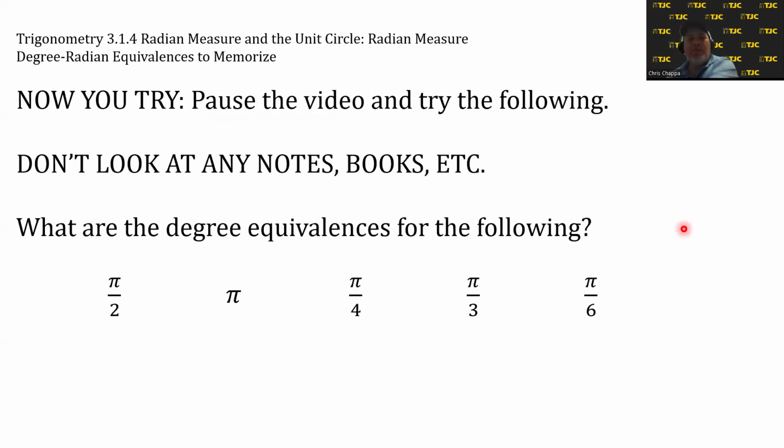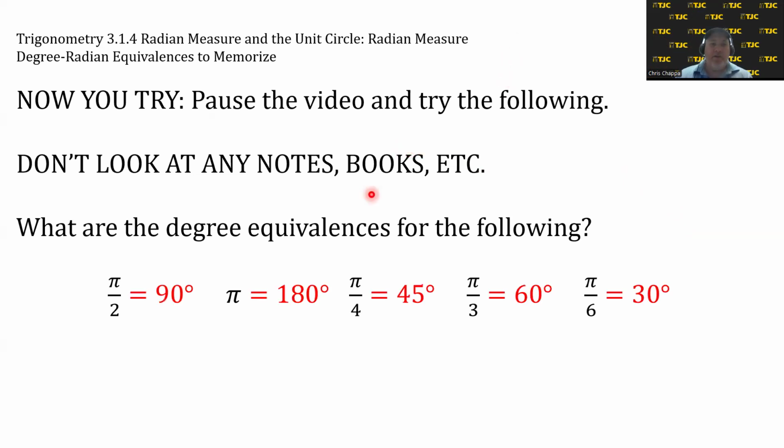Now you try. Pause the video and try the following. Don't look at any notes, books, or whatever. What are the degree equivalences for the following? This is a straight up knowledge memorization question. Do you know them? If you don't, then go back and rewatch the part where I keep saying, know them. Or can you calculate them in your head? All right, solutions in 3, 2, 1. Just remember, pi is like 180, so just divide it to get these values.